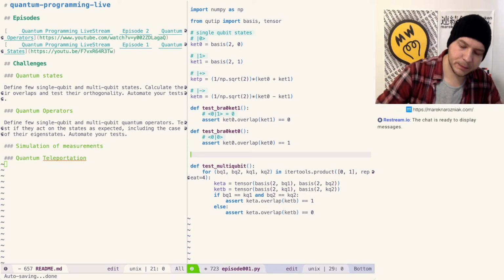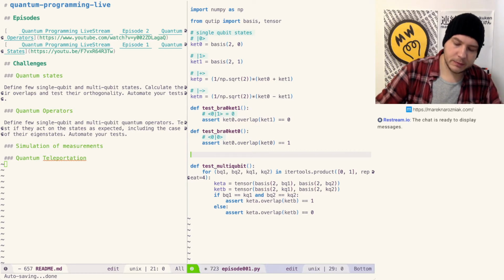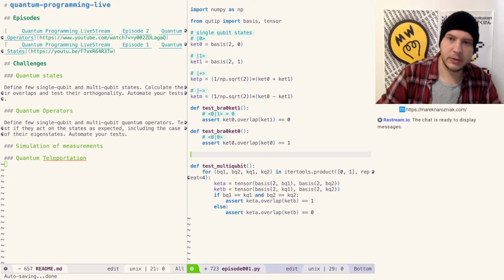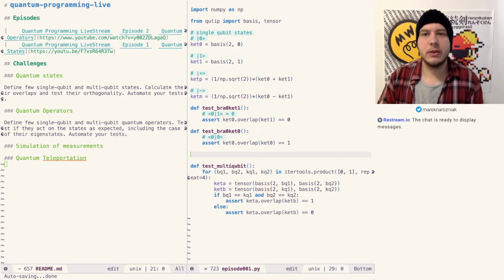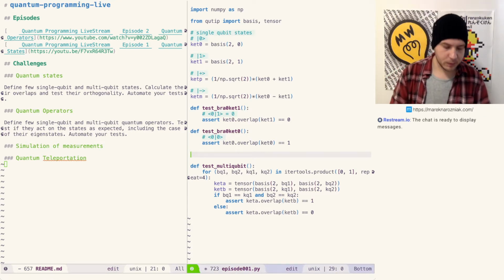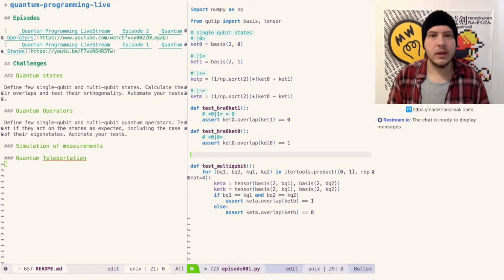And that was maybe not the best way to compare what I wanted to compare. So today I'm just going to fix that really fast and introduce you to the concept of fidelity. So let's just add one more test here. Test fidelity on the plus state.